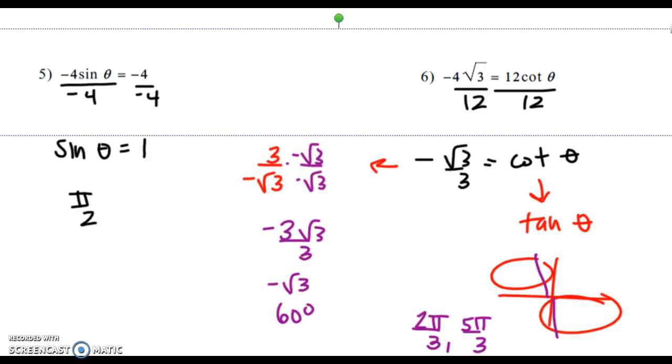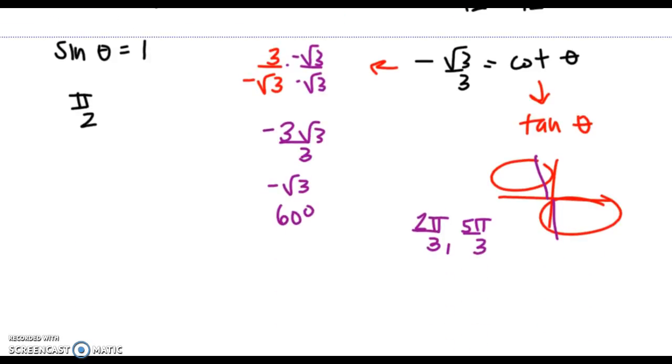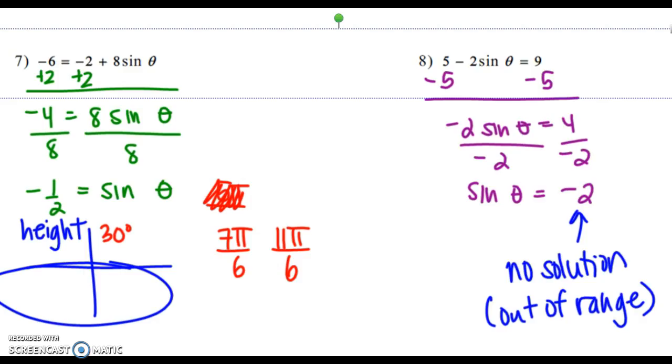Number 6, divide each side by 12, you get cotangent is equal to negative radical 3 over 3. Reciprocal of cotangent is tangent. Reciprocal of negative radical 3 over 3, when everything is said and done, is negative radical 3. Talking about a 60-degree reference angle, that's negative for tangent. That should be in the 2nd and 4th quadrant, and it should be 2 pi over 3 and 5 pi over 3.